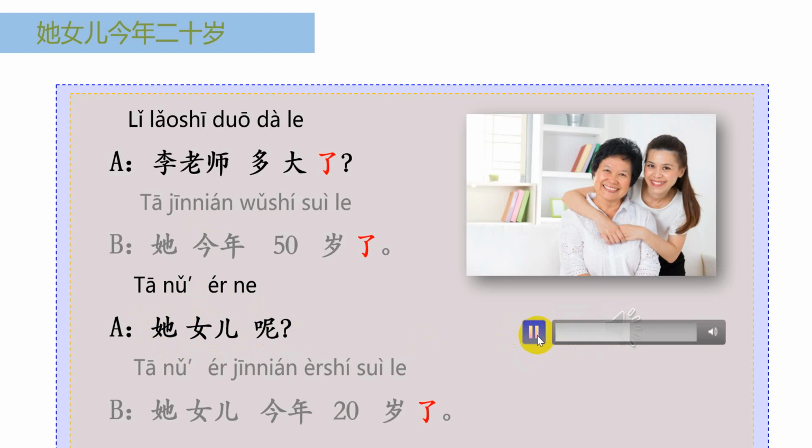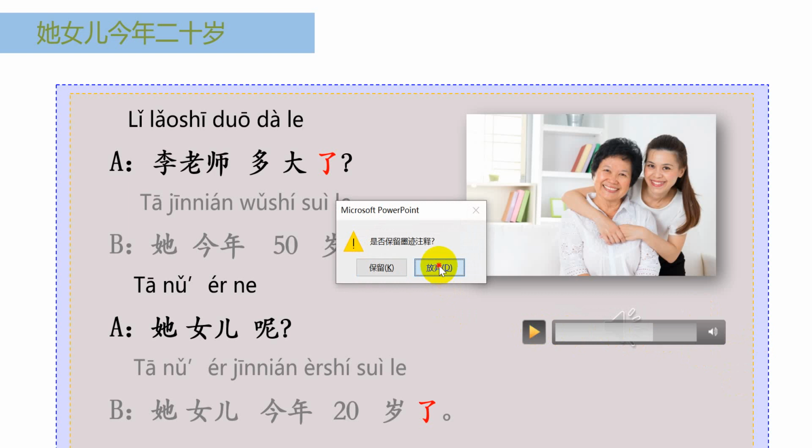他女儿呢？李老师多大了？他今年50岁了。他女儿呢？他女儿今年20岁。Can you hear the voice here?